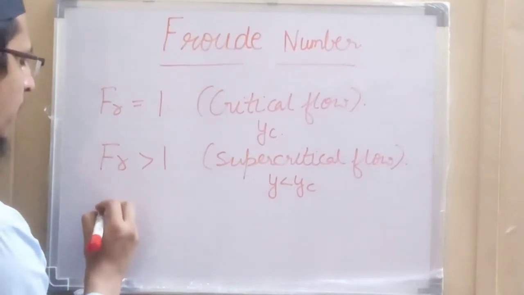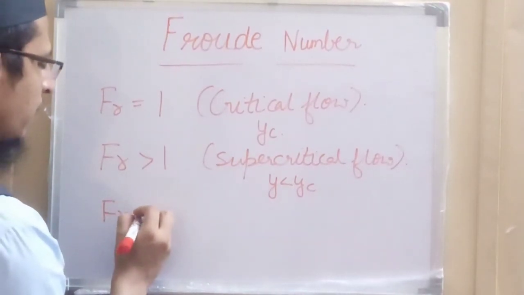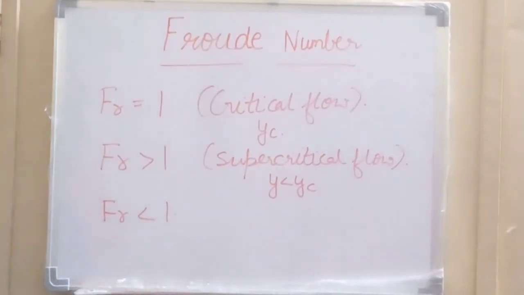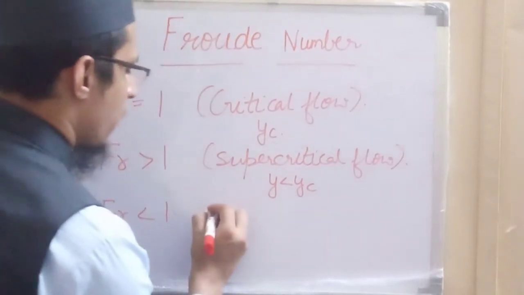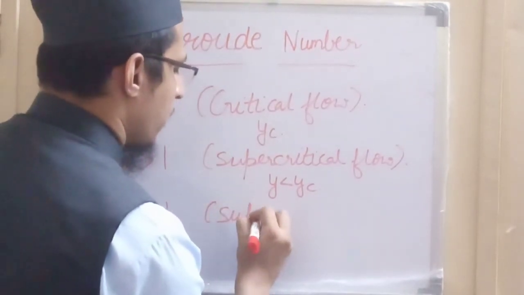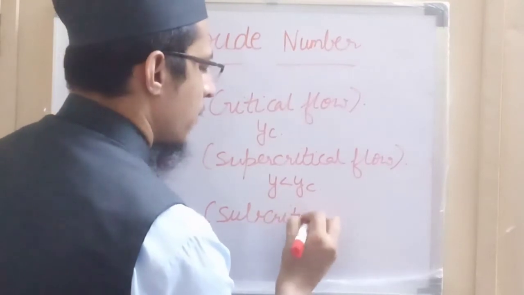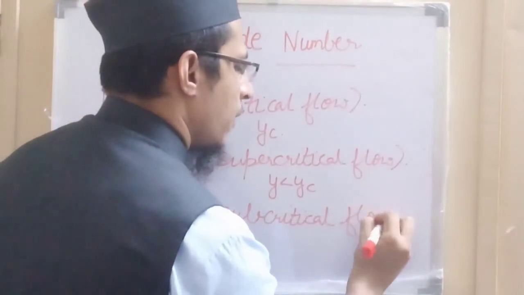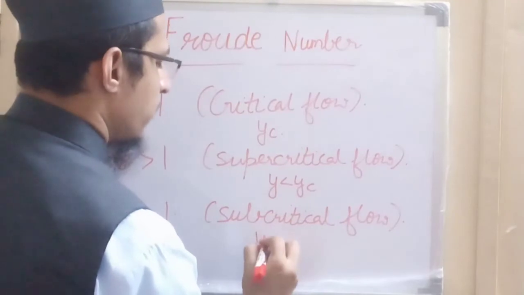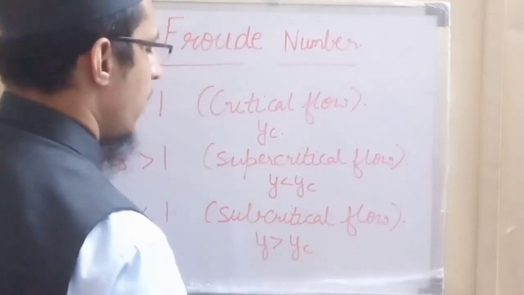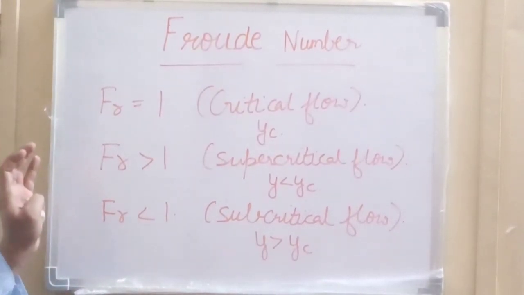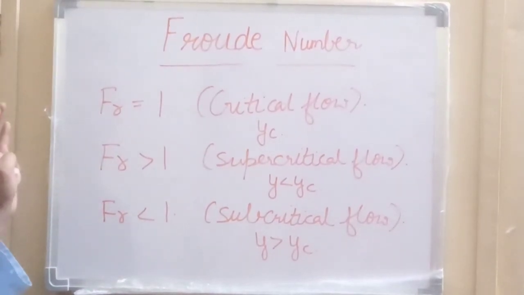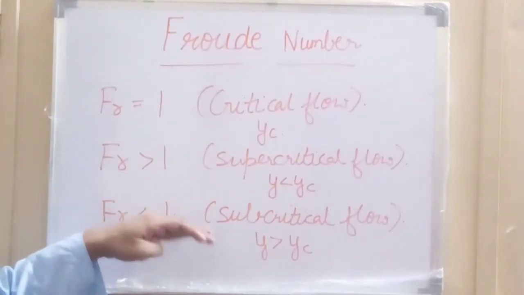Then the third case, where Froude number is less than 1. That is the case when inertia force is less than gravitational force. This type of flow is called subcritical flow. In this case, the depth of flow is higher than critical depth and the velocity is lower than critical velocity. In this way, we can classify the open channel flows into 3 different categories: critical flow, supercritical flow, and subcritical flow.